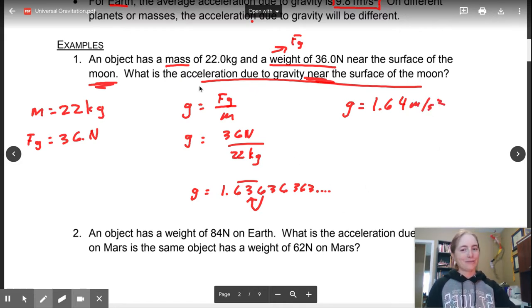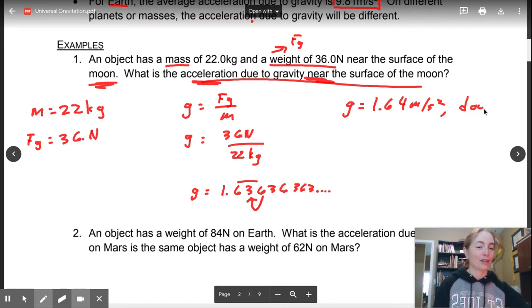Now, I said, what is the acceleration due to gravity? I didn't say magnitude. I want direction. Direction is down.